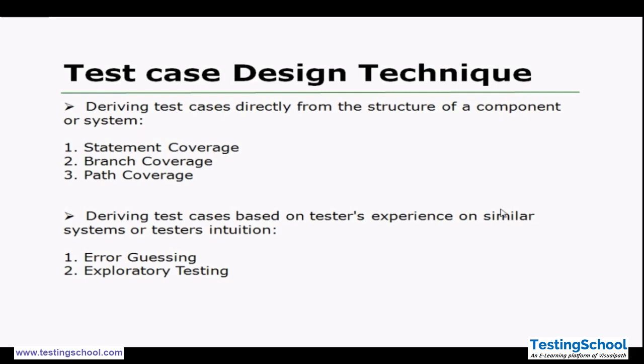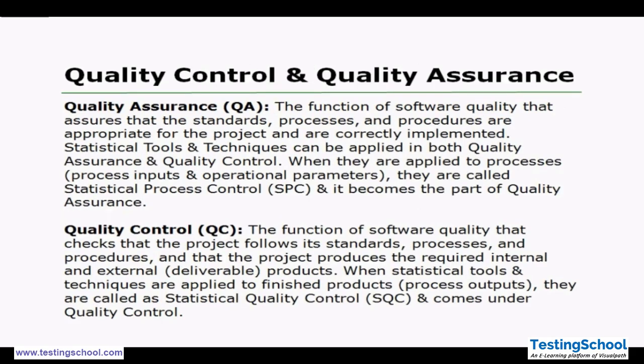So in this section, we have seen what the design techniques are and how we can perform differently on the system. In this session, we will see what quality assurance is and what quality control is. Quality assurance is the function of software quality that assures that the standards, processes, and procedures are appropriate for the project and are correctly implemented using different tools.